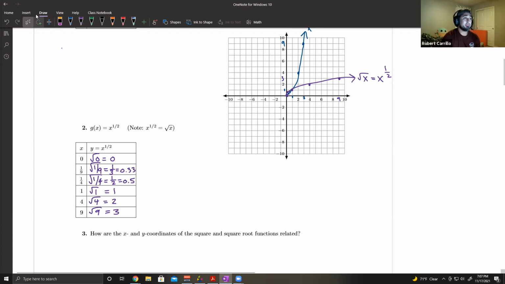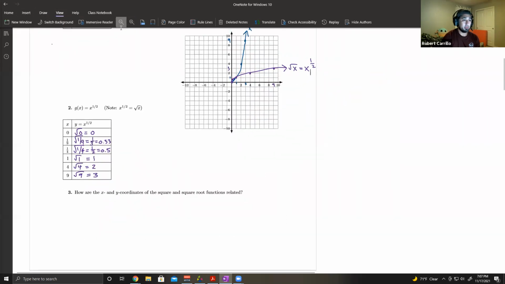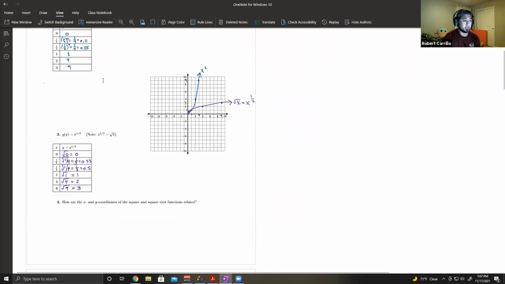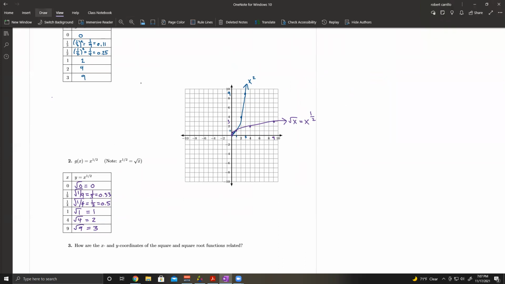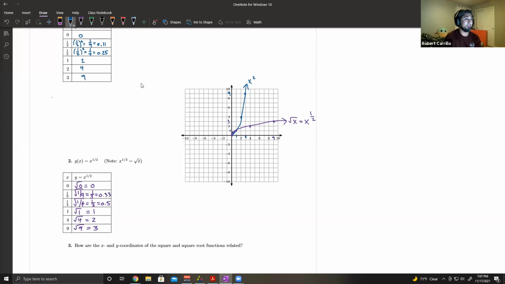Okay. Now, to answer the question below, this says, how are the x and y coordinates of the square function and the square root function related? So look at both of these XY charts and tell me if you notice any similarities. They're both positive? They're all positive. That's good. What else do you notice? Let's look at one coordinate to be exact. Let's look at an easy one.